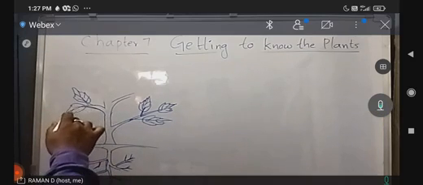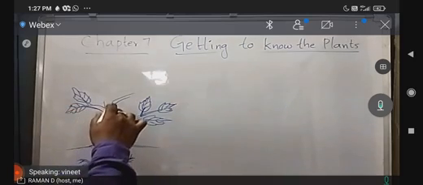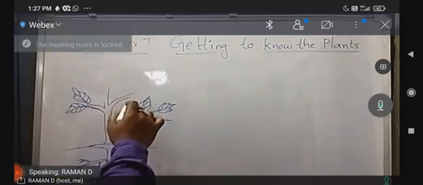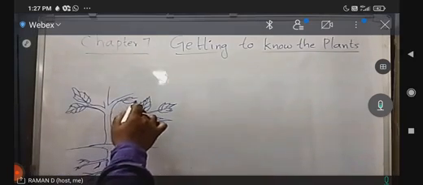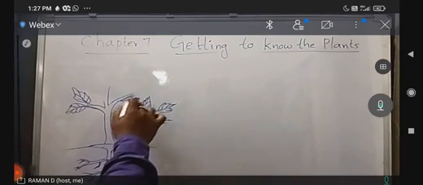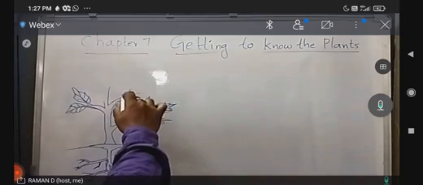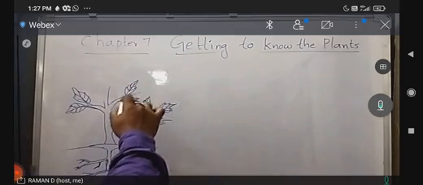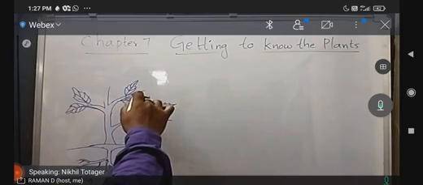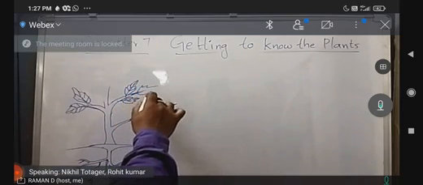Should we draw this plant in the book, sir? If you can write, write. If you can't, leave it. It is only for your understanding that I am drawing. You can write in your notebook if you can.